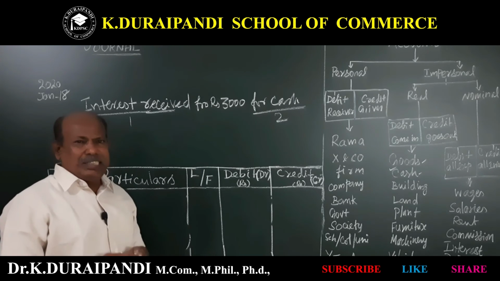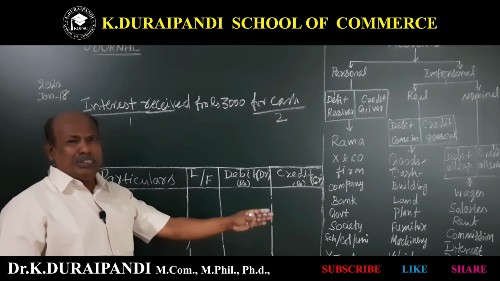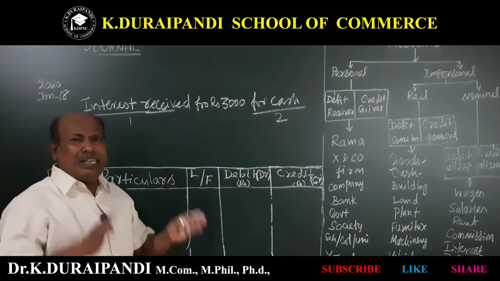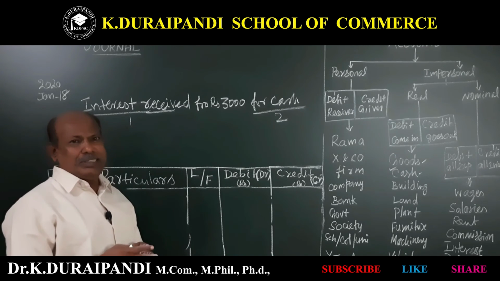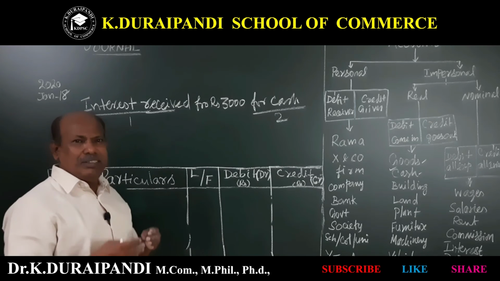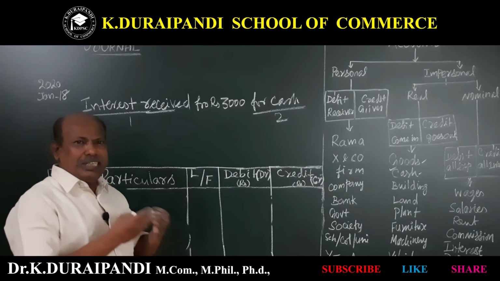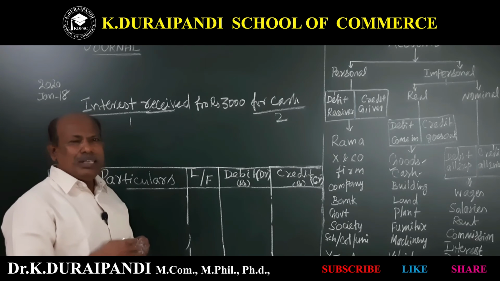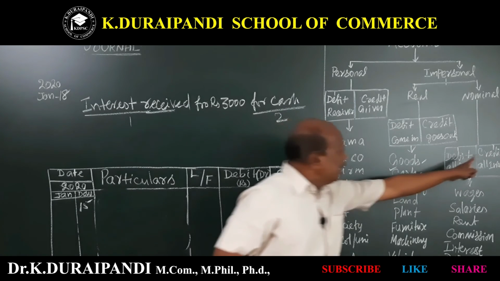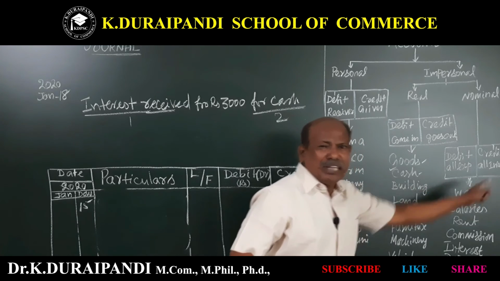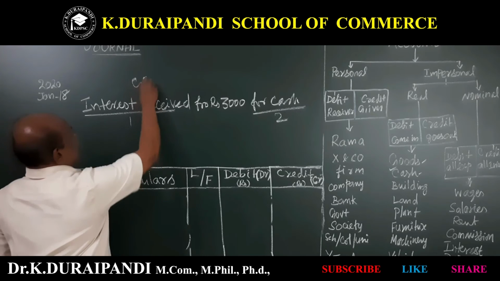For all nominal accounts, received means income and paid means expenses. Here, our business earned interest, interest received, which is an income. Debit all expenses and losses, credit all incomes and gains. It is an income, so it should be credited.